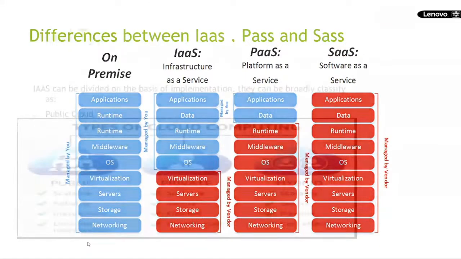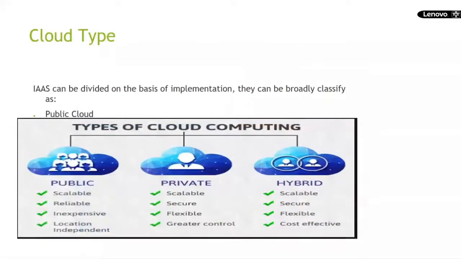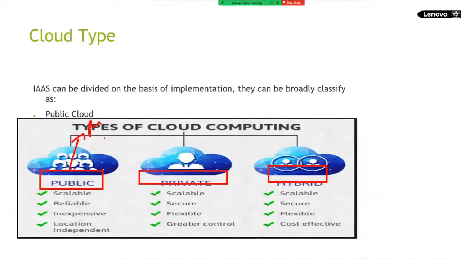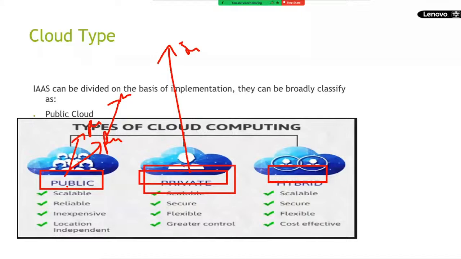Next, globally we have three types of clouds: public, private, and hybrid. What is public, guys? Public means the services or resources can be accessed from anywhere in the world. I am repeating: the resources that can be accessed from anywhere in the world are called public. Private means the services can be accessed only within the corporate network.